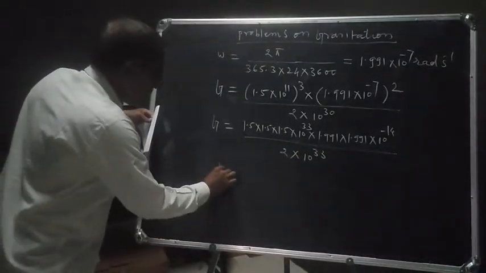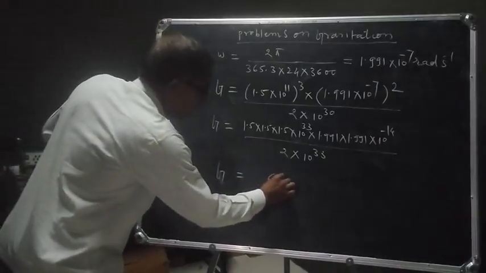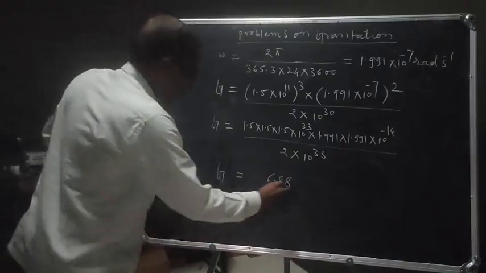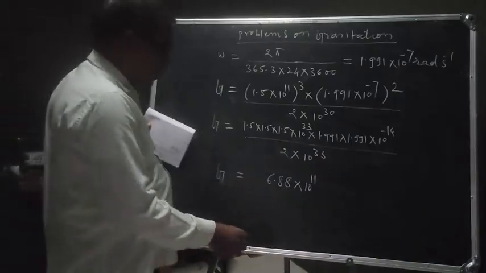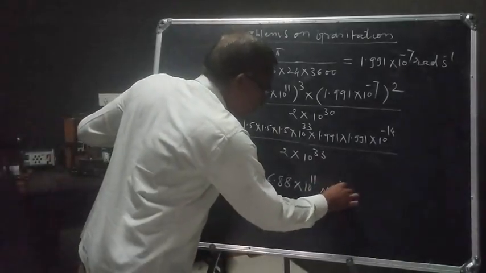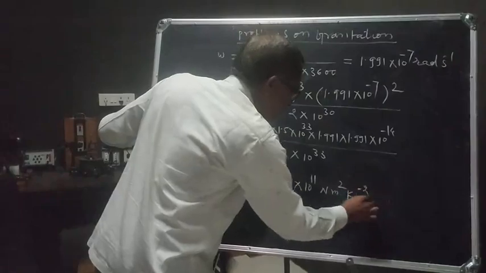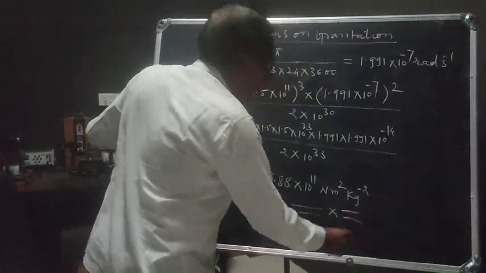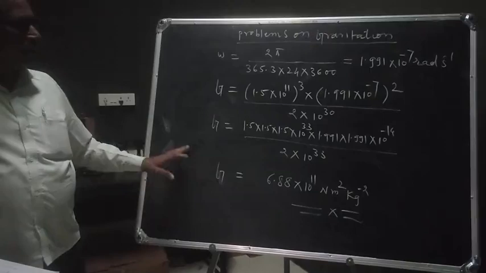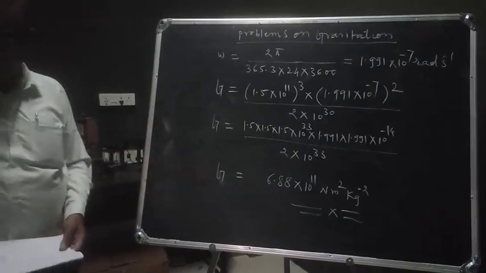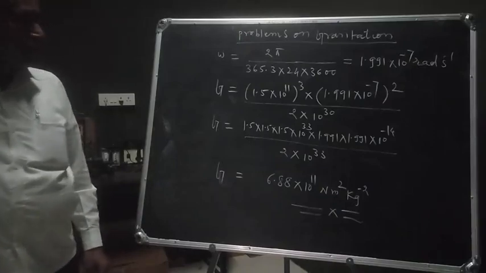And lastly, the value of G is like this. If we calculate it, we get 6.88 into 10 raised to minus 11 Newton meter square per kilogram square. In this way, we have calculated the value of G. Now, I think with the help of these two problems, we can solve some other problems also that we'll see on the next page.